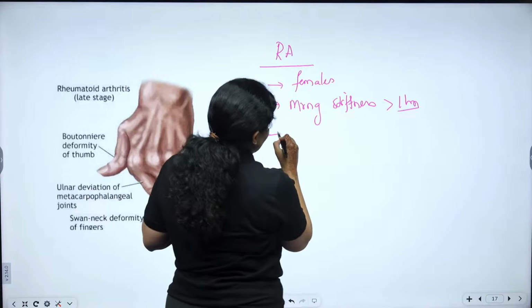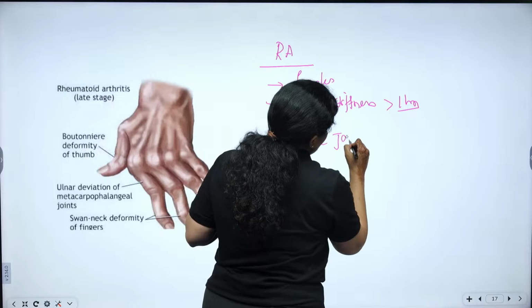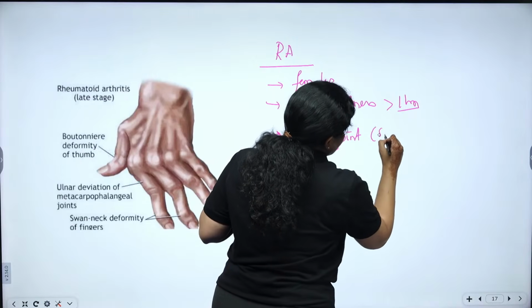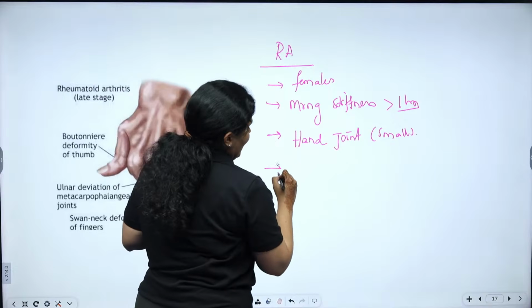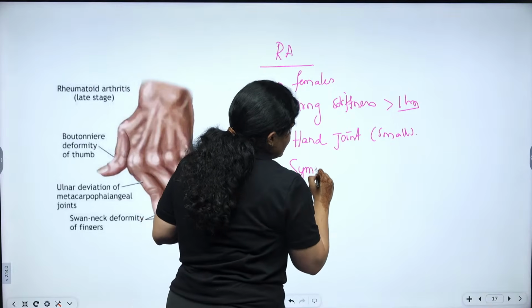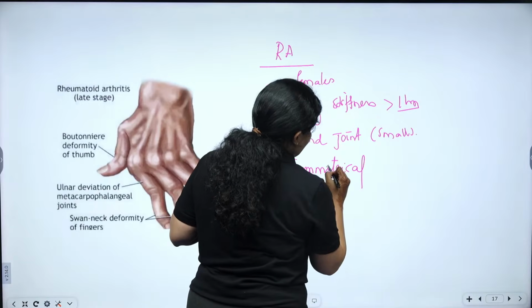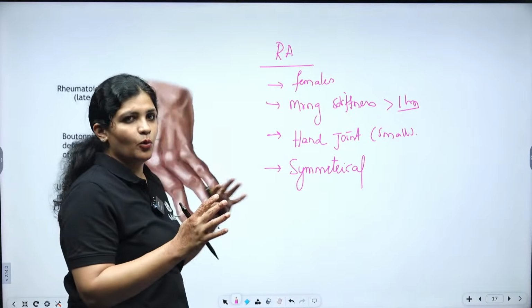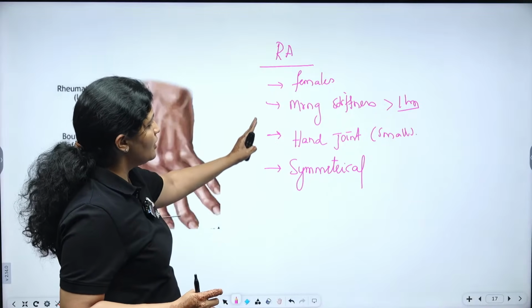Okay, and you always have to see there is an involvement of hand joints, that is, smaller joints are involved. Whenever there is an involvement of small joints, especially the hand joints, and most importantly it is a symmetrical disease. So you will see the involvement of symmetry. Okay, both hands, both legs, both knees. So all these are symmetrical. These are all pointing towards rheumatoid arthritis.